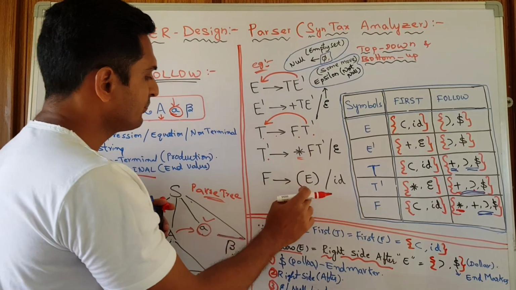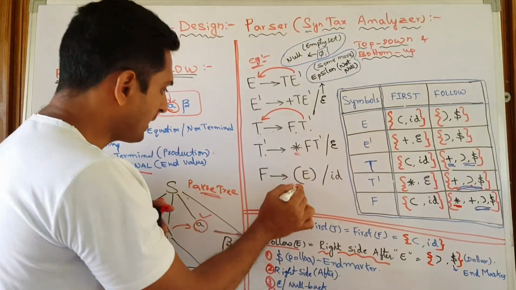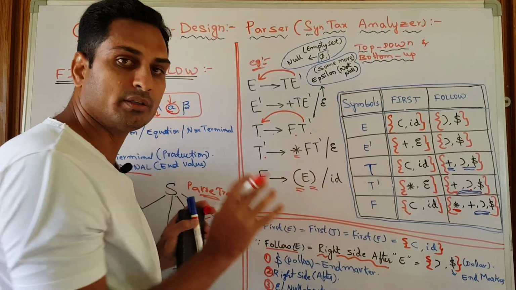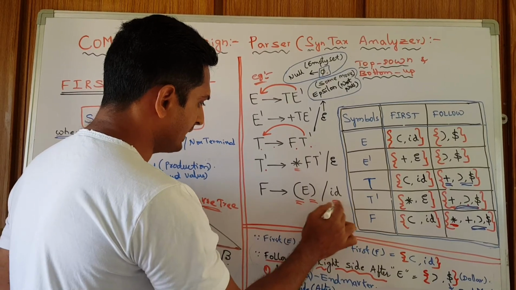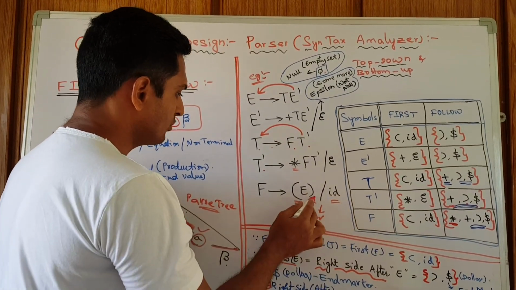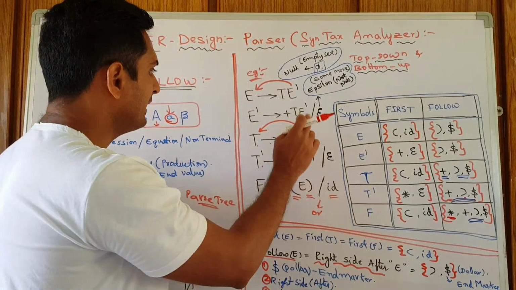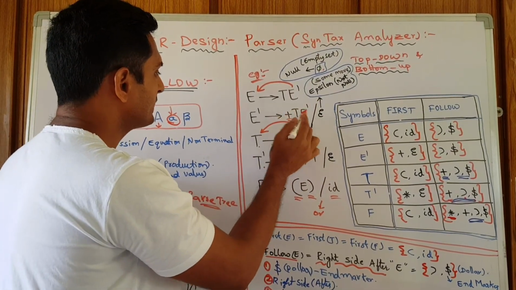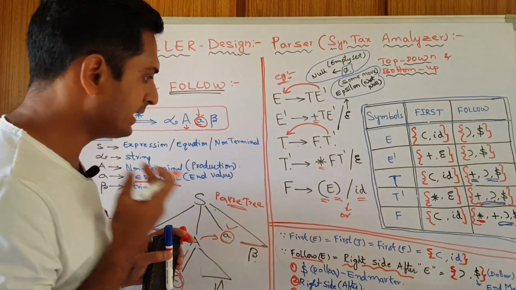Capital F tends to open bracket E closing bracket. Open bracket and closing bracket are terminals. OR, this shows OR, ID. Here ID, close bracket, open bracket, multiplication symbol and plus symbol, these are terminals. Out of this, the remaining are all non-terminals, okay?